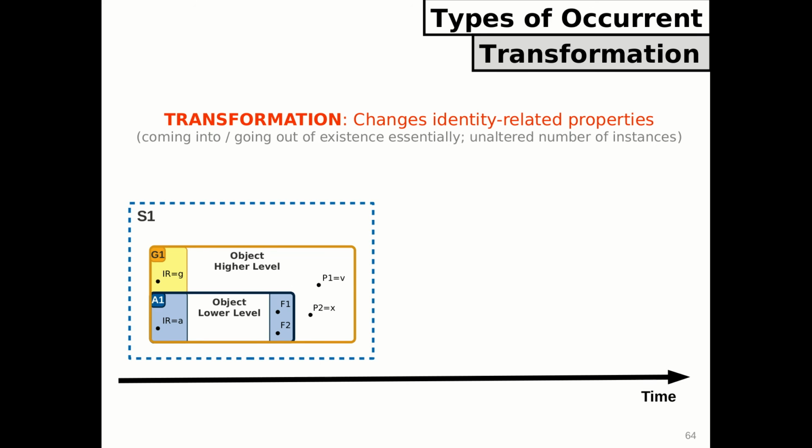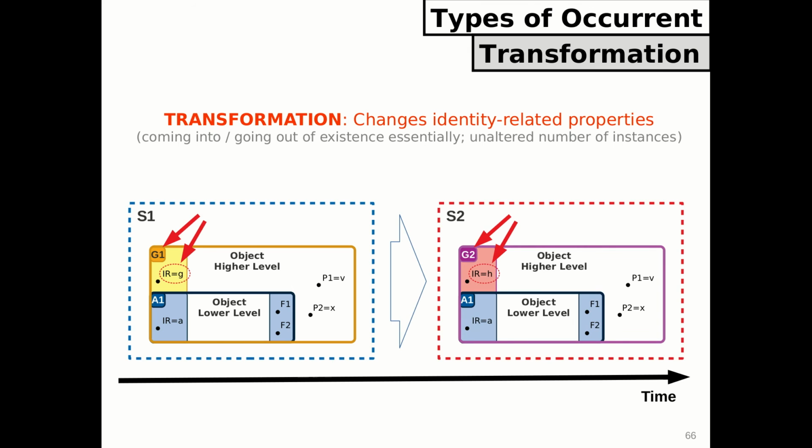The third type of occurrent is transformation, which changes the identity-related properties of an object. So in this kind of occurrent, we have a transition from a situation comprising an object with a given value for its identity-related properties to another situation with another object with a different value for its identity-related properties. Since the values for the identity-related properties are different, the identity of these objects are different, so they are not the same. And we say that the object on the initial situation was transformed into the object on the second situation.